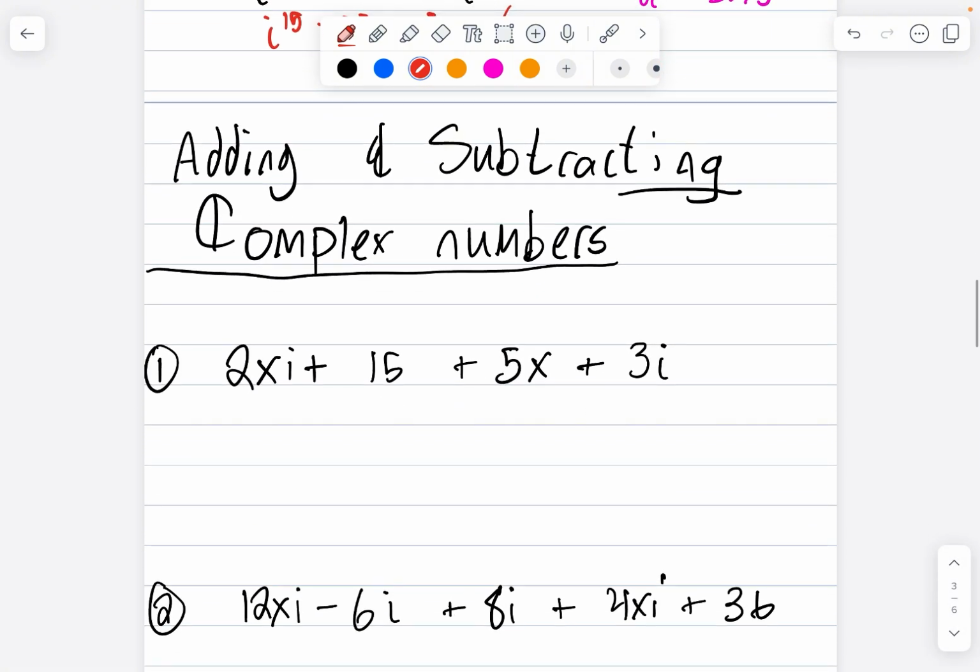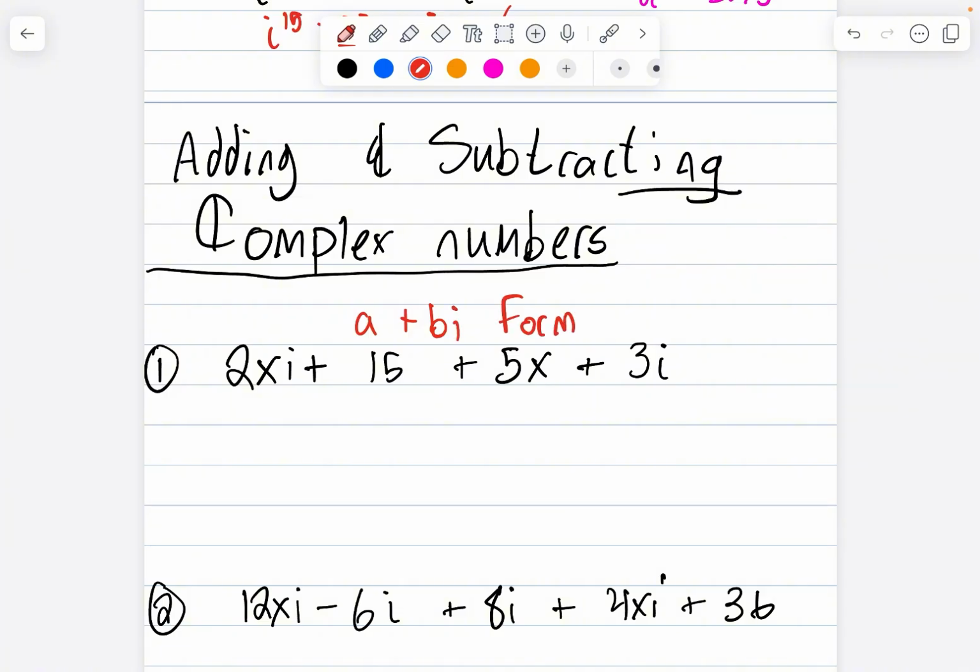Let's take a look at something a little more complex: adding and subtracting complex numbers. All right, so what I have over here is 2xi plus 15 plus 5x plus 3i. So what do I do here? Usually, when you see one of these, you have to express it in a plus bi form, right?